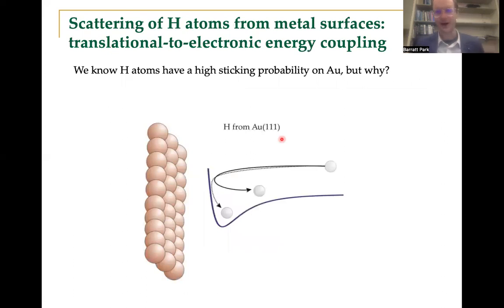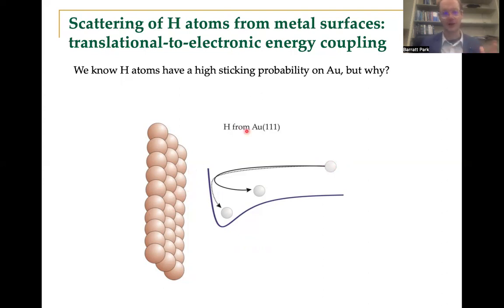All right. So the next topic that we want to talk about is dynamics at surfaces and how the electronic states, particularly at metal surfaces, can play a role in the dynamics. As an example, we'll look at the scattering of hydrogen atoms from metal surfaces. And this will let us look at translational to electronic energy coupling. So coupling of energy between the translation of a hydrogen atom and the electronic degrees of freedom of the surface.